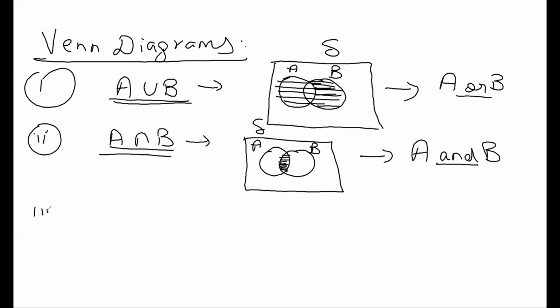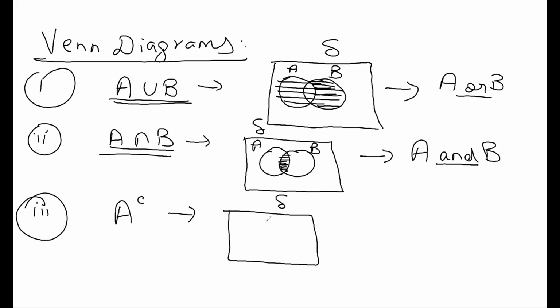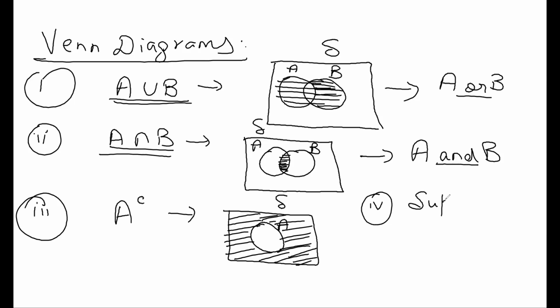Okay. Third thing, we need to find what is A complement. So A complement is nothing but all the area outside A. This is my A, so A complement will be everything outside A. It means those outcomes which are not contained in A. That is A complement.